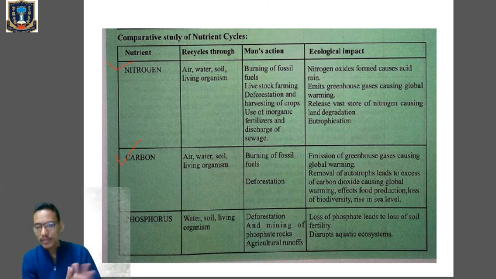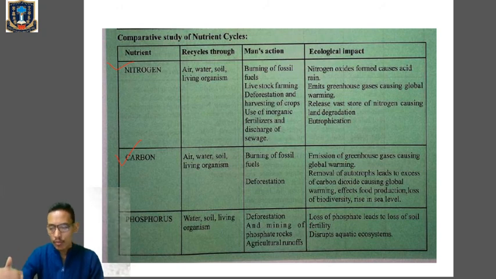It affects food production, loss of biodiversity, and rise in the sea level, because global warming will lead to melting of glaciers, and whenever the glaciers start melting, the water level starts increasing, and there will be flood in the coastal areas also. Clear? Third one is phosphorus.